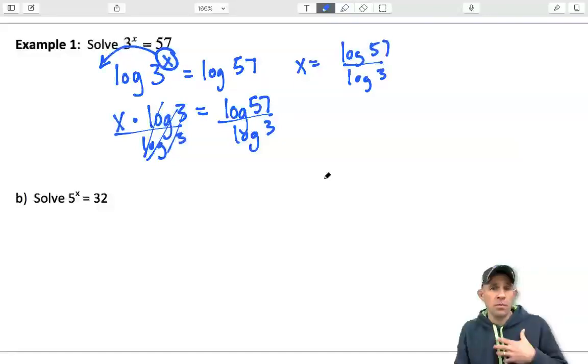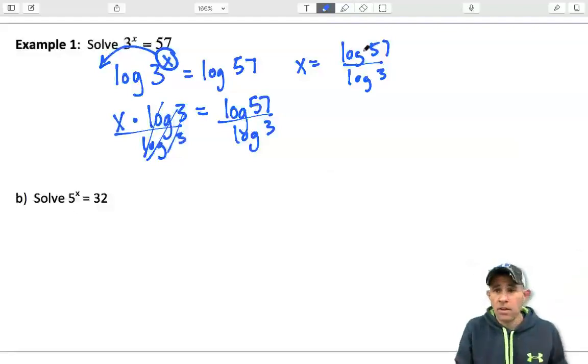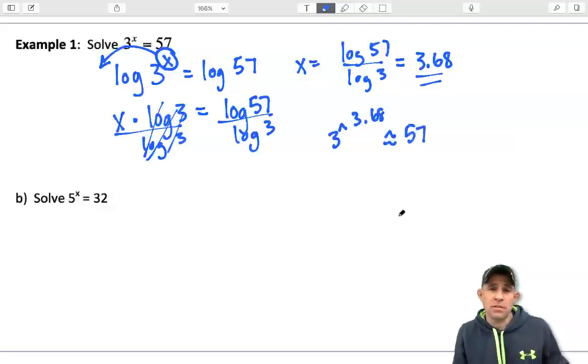Now, this is just simple operations on your graphing calculator. Go ahead to your graphing calculator, punch in log 57, divide by log 3, and you should end up with 3.68. Now, you can test that by going back to your original equation, take 3, raise it to the 3.68, and you should get pretty close to 57.